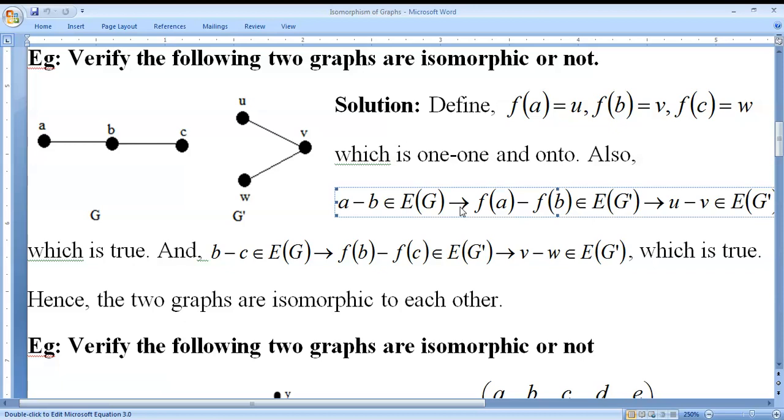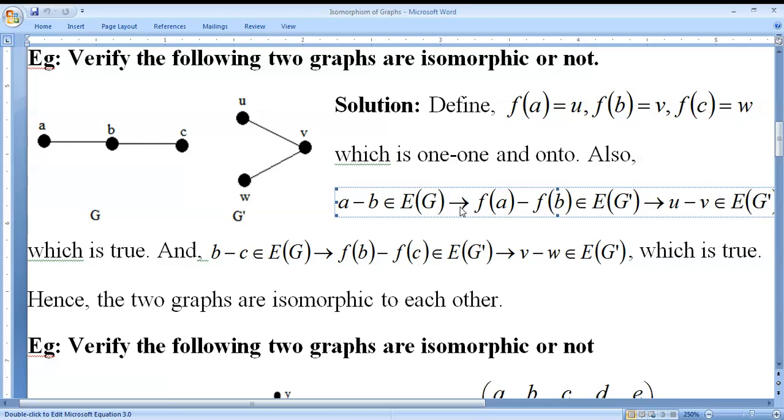Correspondingly you need to verify f of A, f of B is an edge in the second graph. So f of A means U, f of B means V. So you need to verify whether UV is an edge in the second graph or not. So clearly UV is an edge in the second graph. Then you take the next possible edge. The next possible edge is BC.